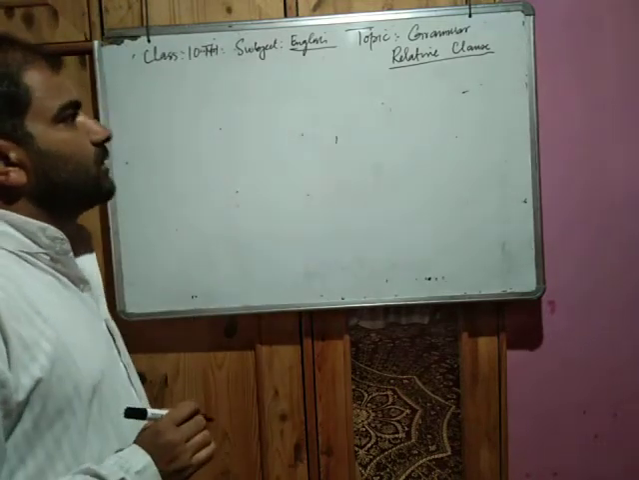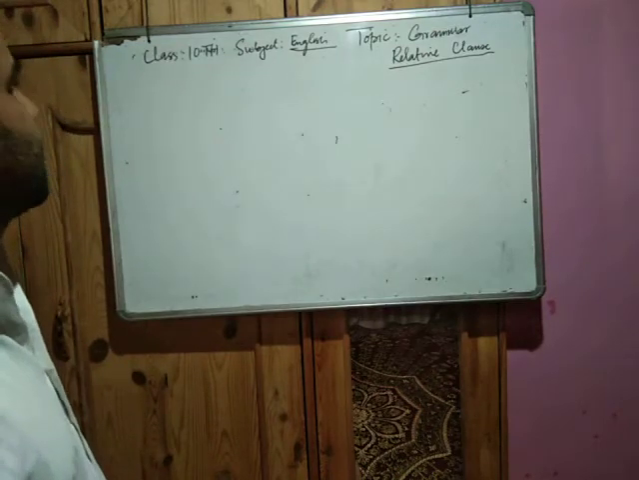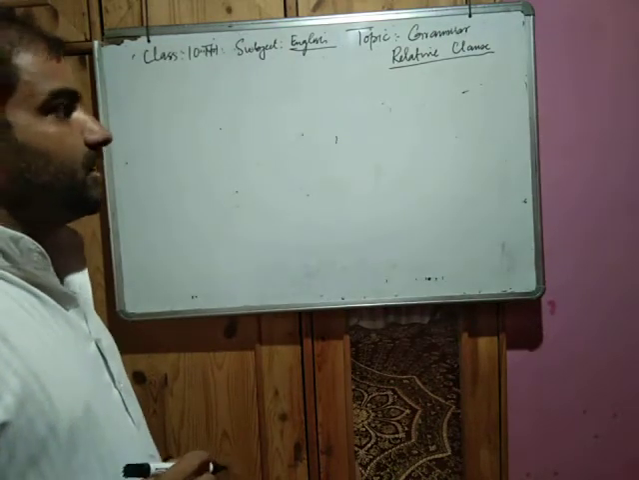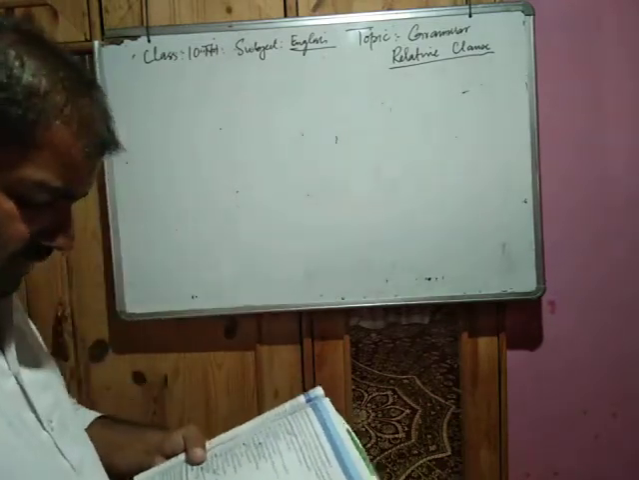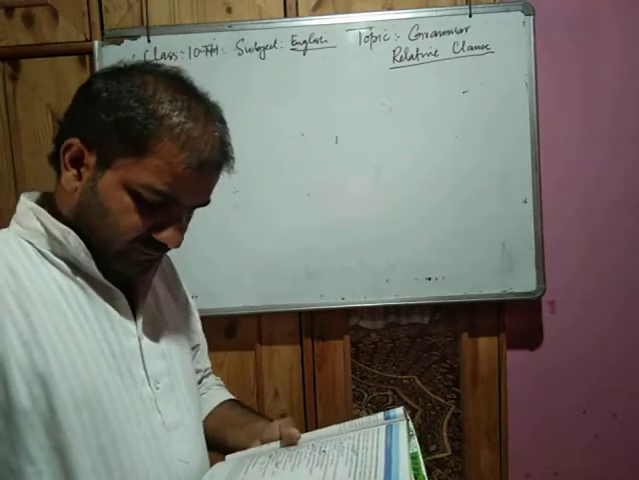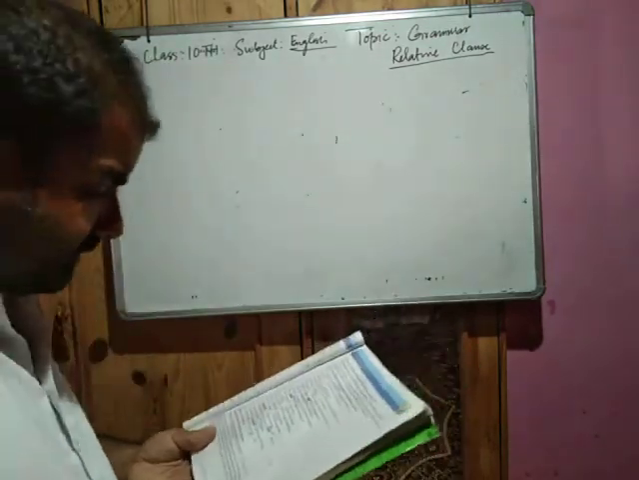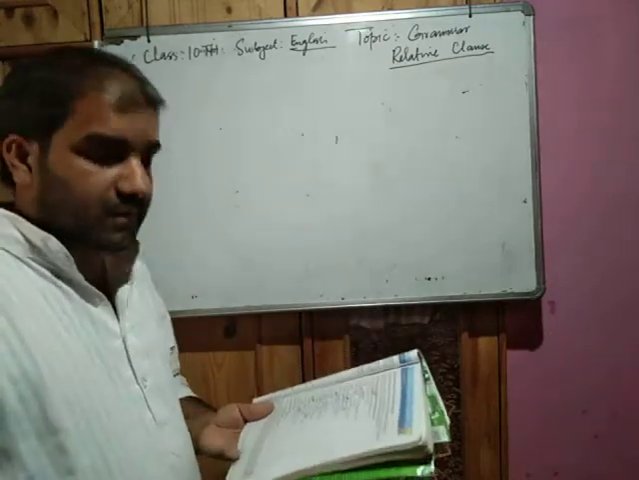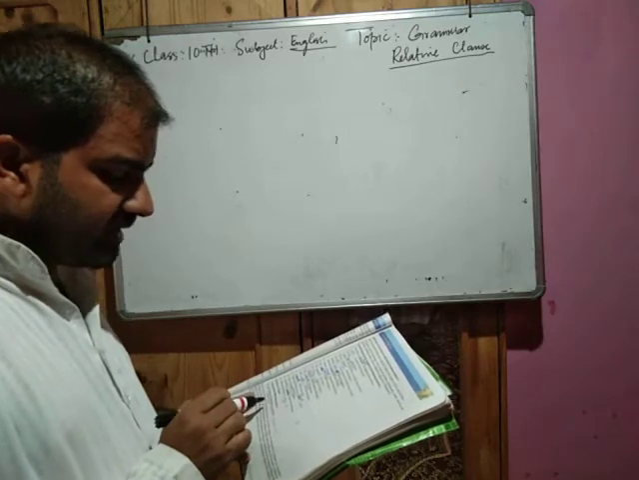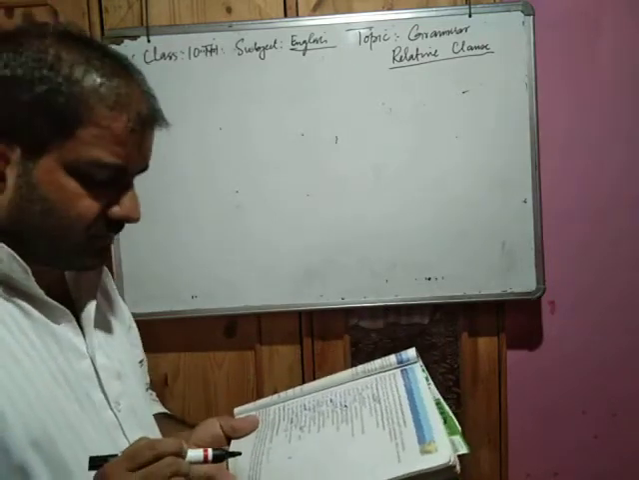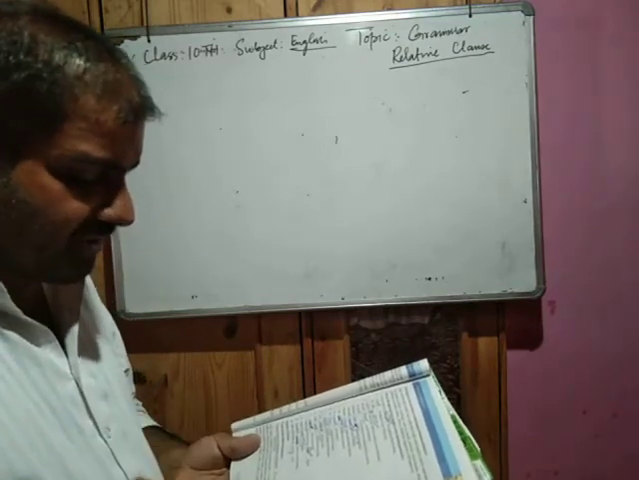Today we are going to discuss English grammar for class 10th, and the topic is relative clause. If you open your book at page number 43, there is a relative clause. What is the relative clause? Look, there is a sentence: The girl who was sleeping was punished.